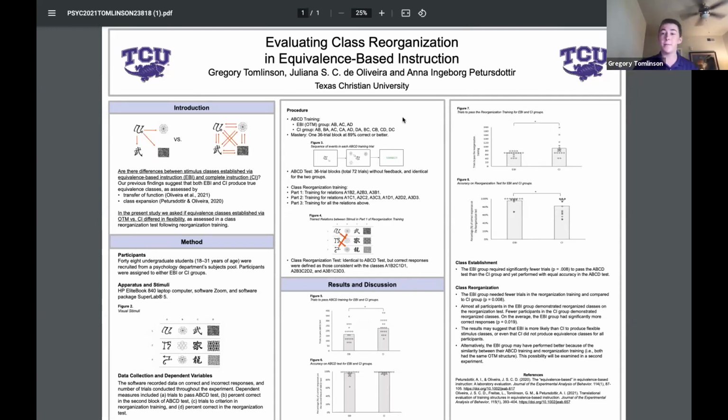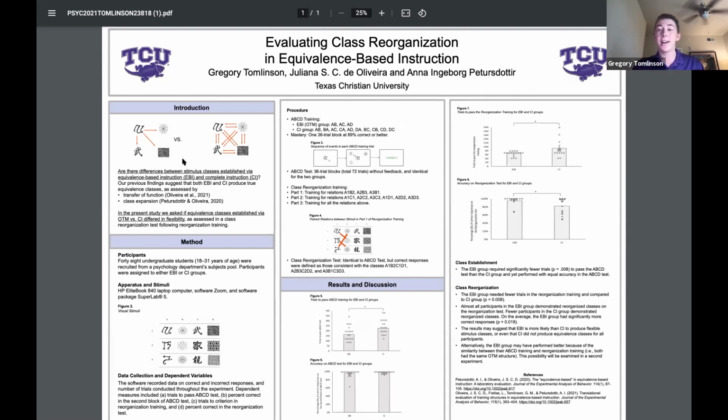My name is Gregory. Today, I'm going to be talking to you a little bit about equivalence-based instruction and stimulus equivalence. Stimulus equivalence is essentially just how we treat physically dissimilar stimuli as equivalent to one another. The example that I always use is 4. So the number 4, the written word FOUR, and 4 dots are all equivalent. They look very different, but we treat them all as the exact same.